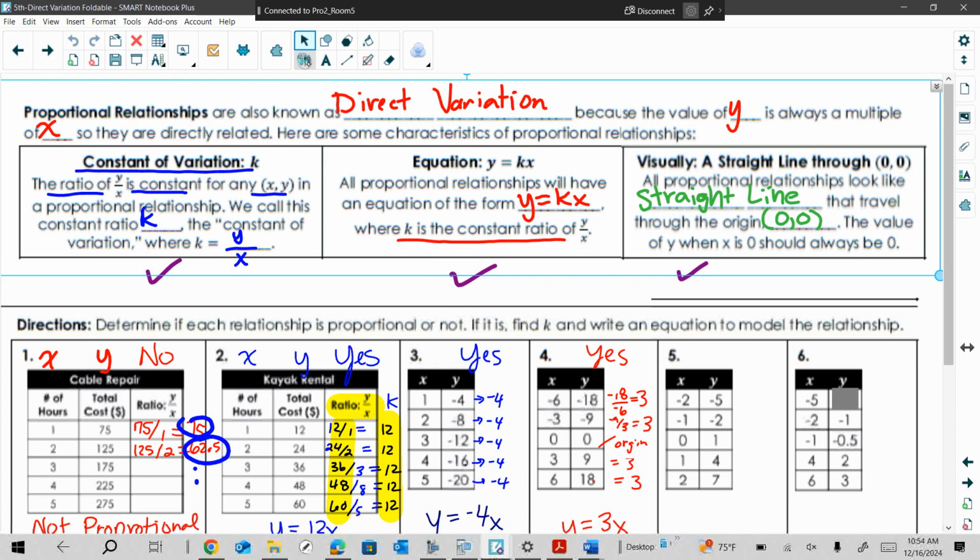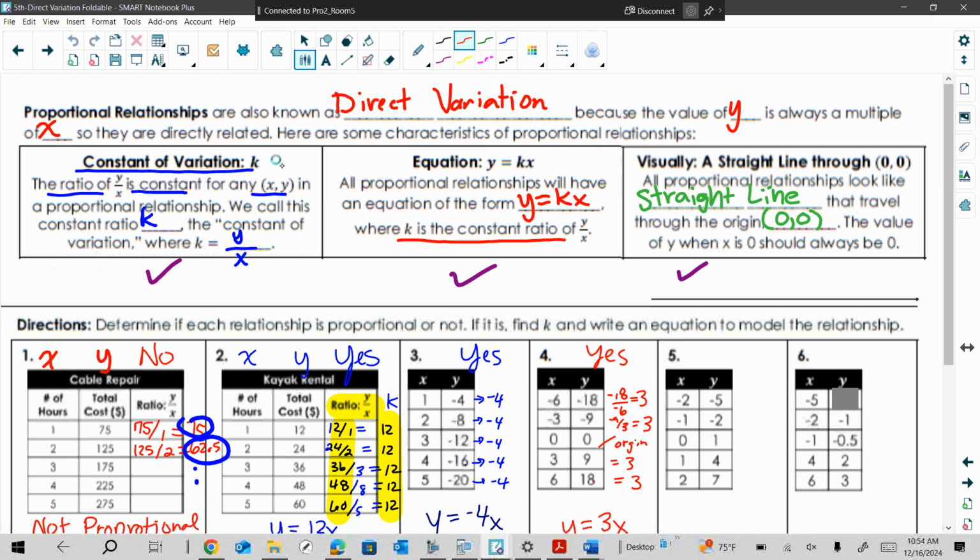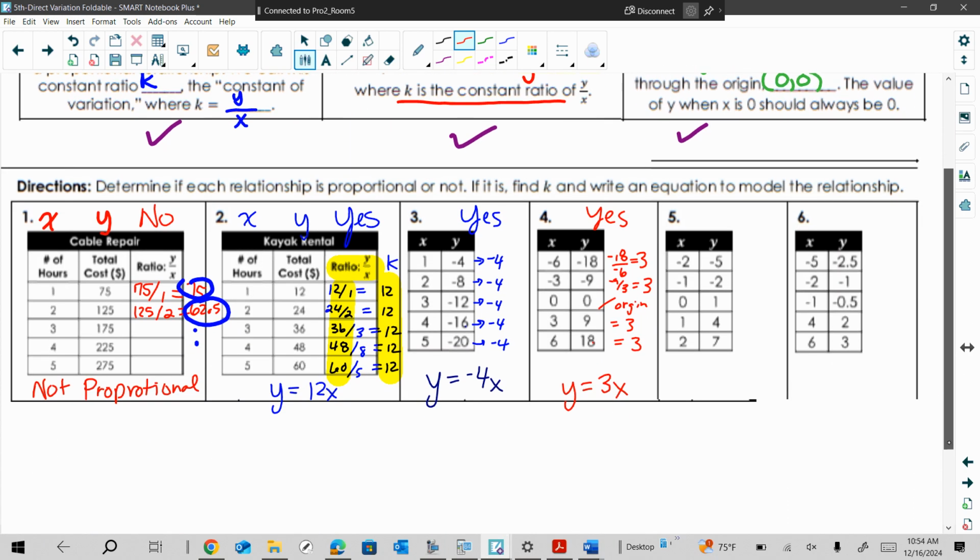You have to know these two or three forms. The constant of variation, we find by just doing y over x. That's our k. The equation is always in this form, and y over x is our k, and the graph should look like a straight line through the origin. These three things we have to know for this.